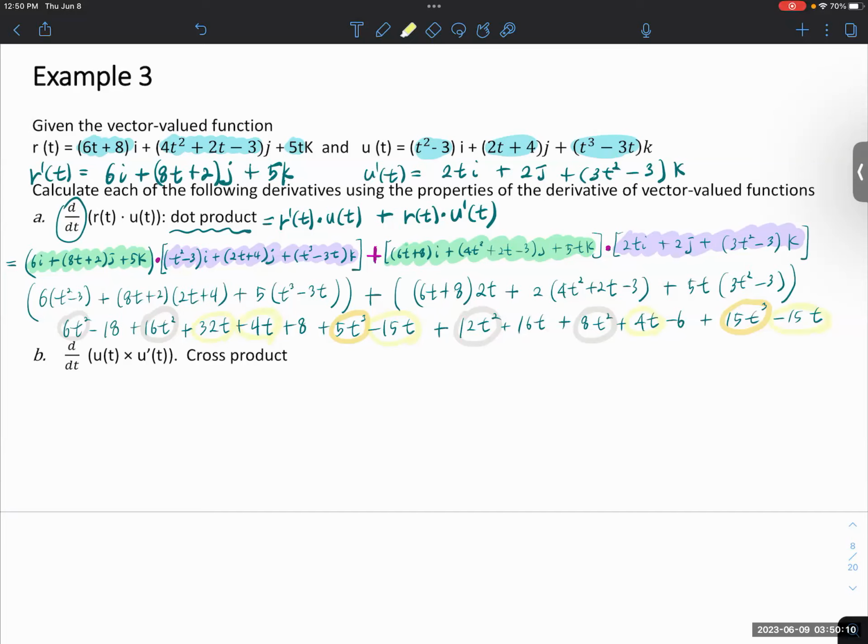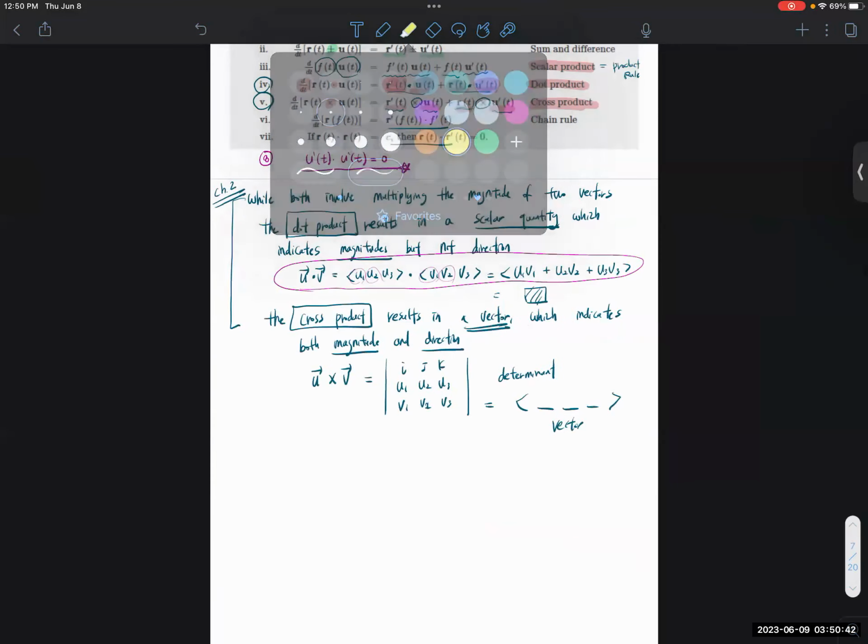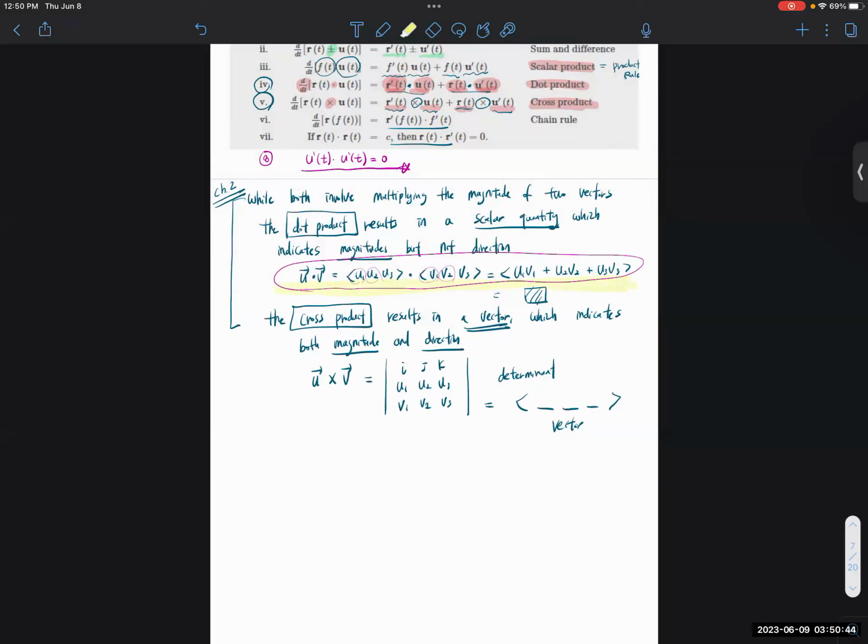So if you're combining all the information, you should get 20t to the third plus 42t to the second plus 26t minus 16. This is the outcome of the dot product between two vector valued functions. Does it make sense? So that's how you're doing it. It's not that complicated. Just remember how to do the dot product. I'm going to highlight them. How to take the dot product and cross product. Let's do the cross product next one.